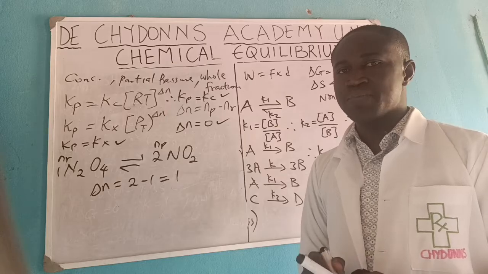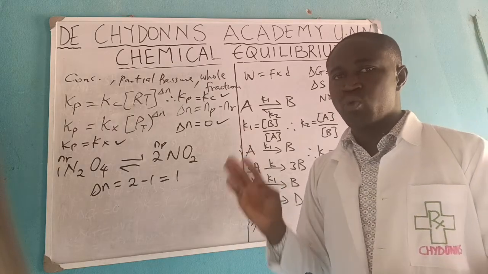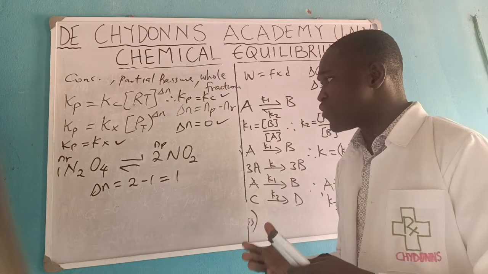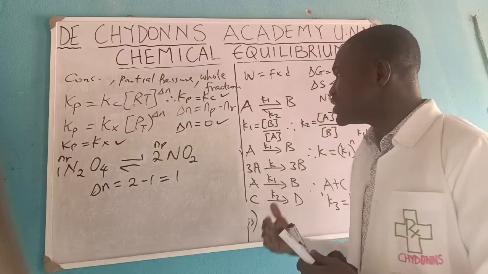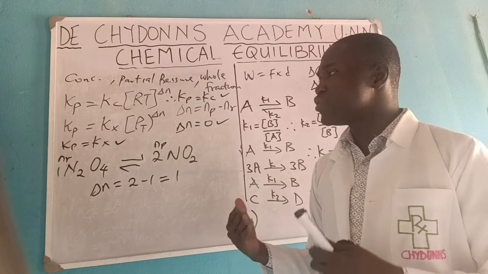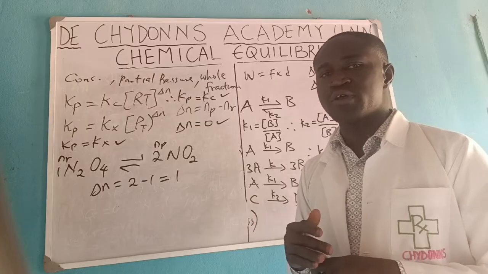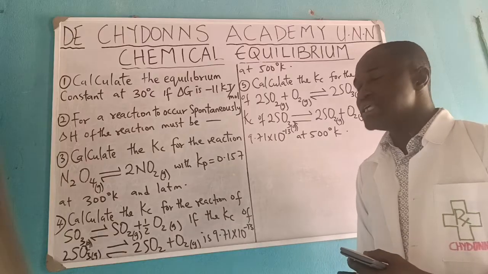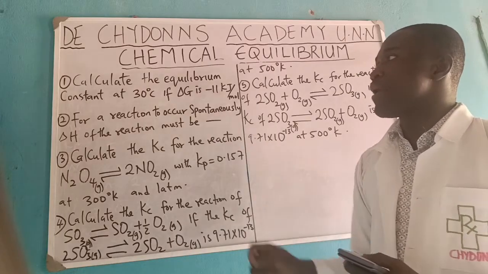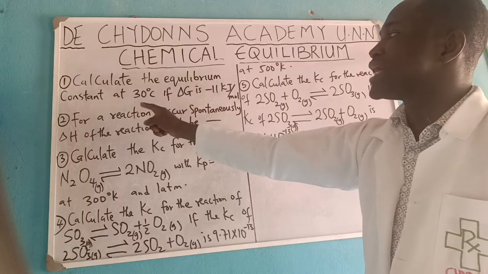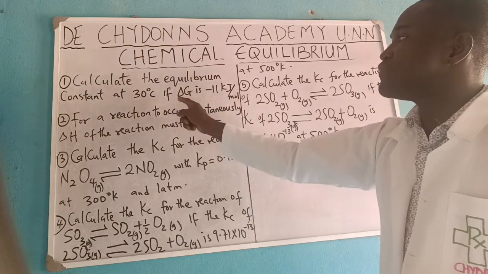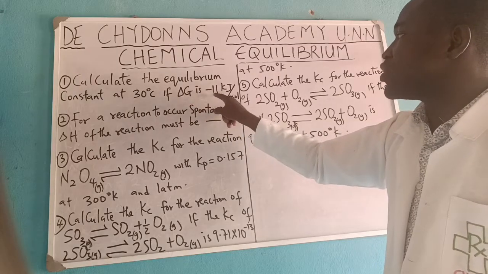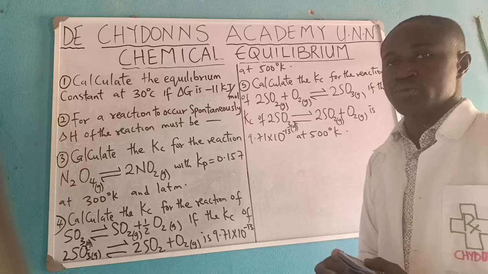Are you getting it? So I want you to understand this concept well, because we will be solving a lot of questions now, and I would like you to use this information you have gathered to be able to understand these questions. Let's see how to solve these important problems on chemical equilibrium. Yes, they are very important. Question number 1. Calculate the equilibrium constant at 30 degrees Celsius if change in G, which we call free Gibbs energy, is minus 11 kilojoules per mole.